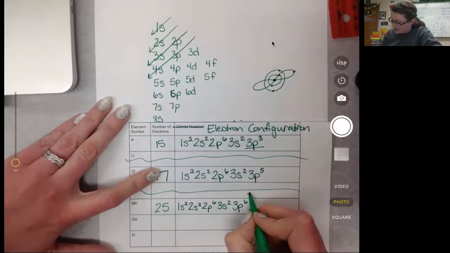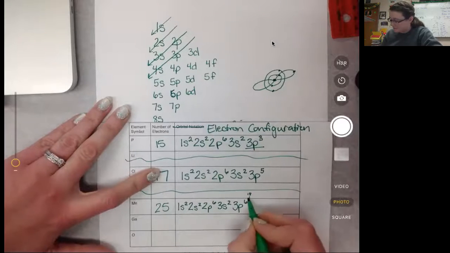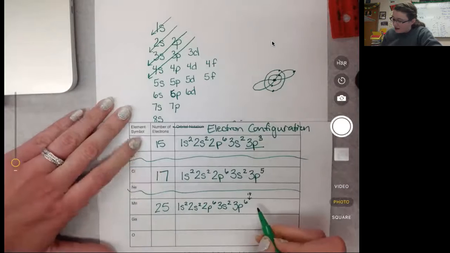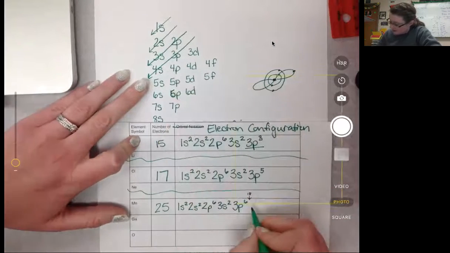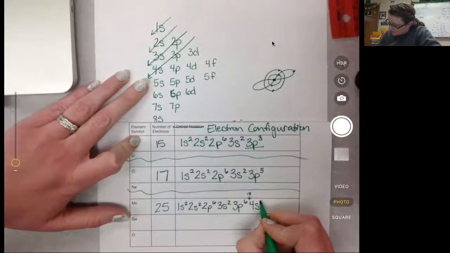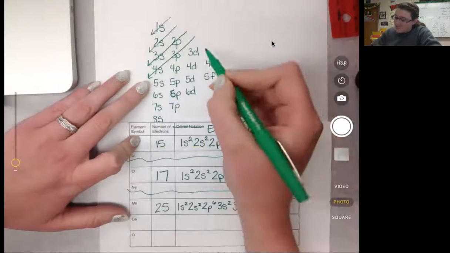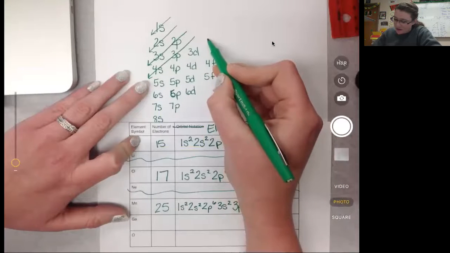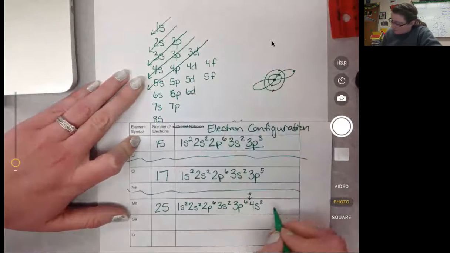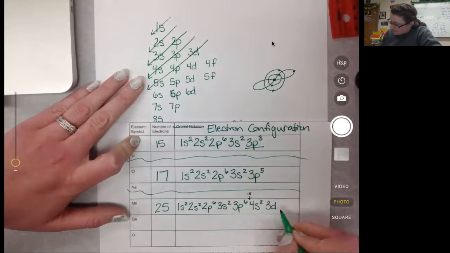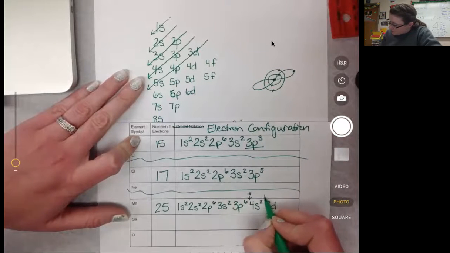I'm going to mark right here that that's 18 for me. All right, and then I'm going to fill after 3p, 4s, and I'll put in 2. All right, after 4s, I go and I am filling 3d, and so 3. Okay, after I filled my s orbital, I was now up to 20.